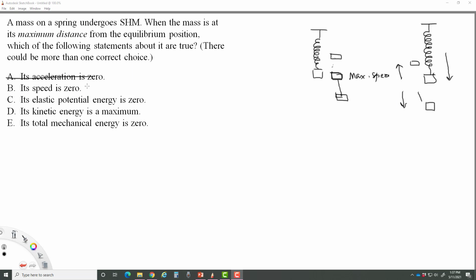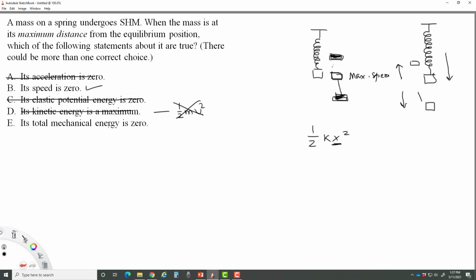So that means this is true. The speed is 0 at the maximum distance from the equilibrium, here and here. Its elastic potential energy is 0, which is not true, because elastic potential energy depends on how much you stretch, this x. So the more the stretching, the more the potential energy. So that's not true. Its kinetic energy is maximum, which is not true, because kinetic energy depends on the speed. If the speed is 0, then kinetic energy cannot be maximum. It should also be 0.